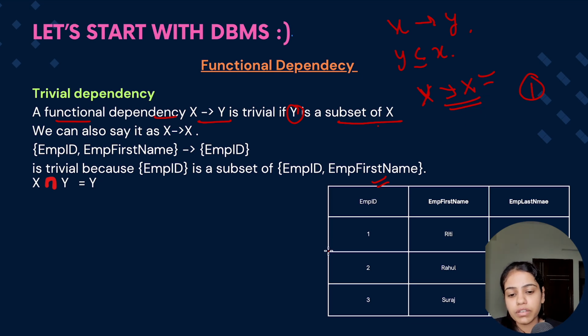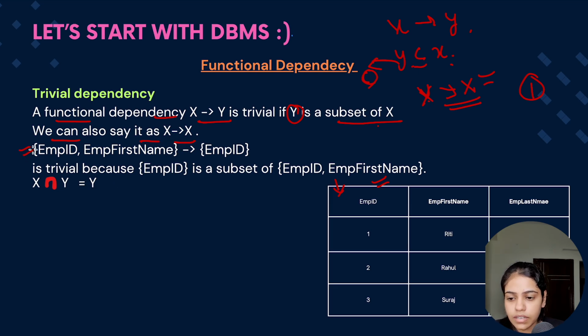This doesn't need to check if there are some employee IDs which are present, because we are seeing the same column, or you can say the same attribute itself. Also, since y is a subset of x, y will be having the elements which are present in x. So we can say x will determine x. So we can also say it as x determines x.